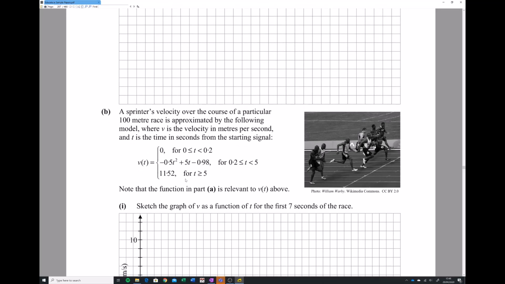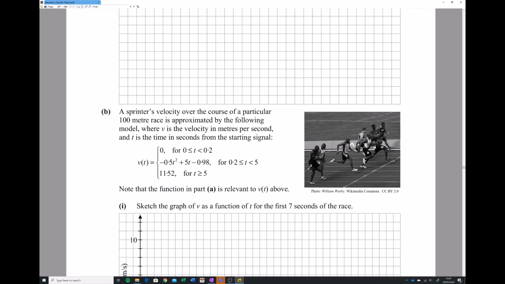We've got a sprinter. And I don't want to give much away, but obviously when a sprinter runs, it's not going to be exactly this. But the theory behind this is that V of t is his velocity, and between 0 and 0.2 seconds, his velocity is going to be 0. So think about what that is going to be. What does that represent in real life? Hopefully what you're thinking of is your reaction time, from the gun going off to him actually taking off. Between 0.2 and 5, when you place in any time in between that, this will give you out the velocity.